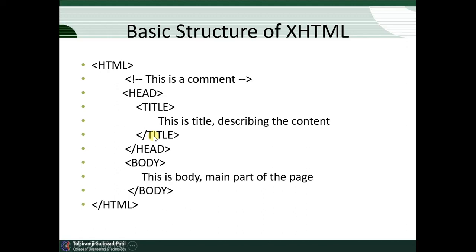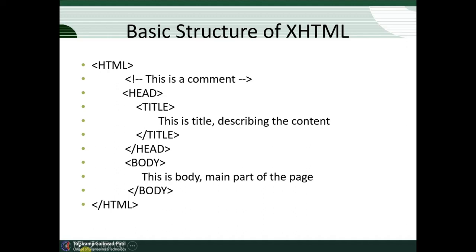Now the most important thing is the body section. What does the body section indicate? The actual content we want to display should be in the body section. Whatever content or elements we have must be in the body section. That means if we want to display some text, it must be written in the body section using tags. What are the different tags we have?